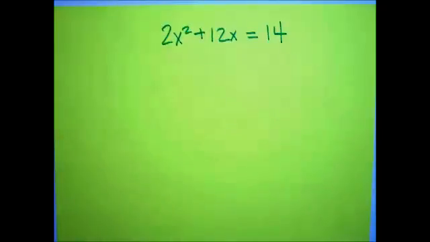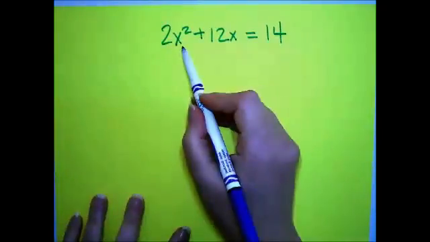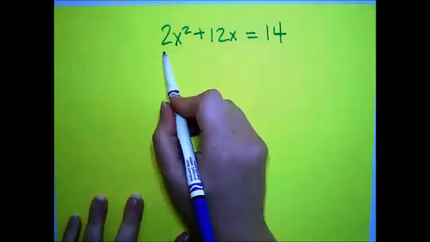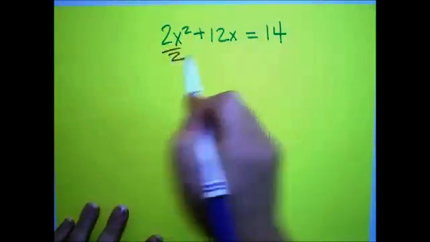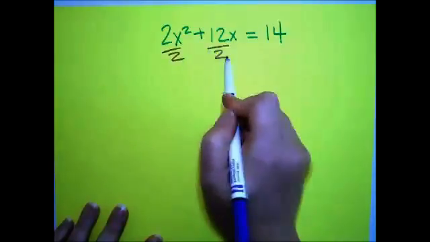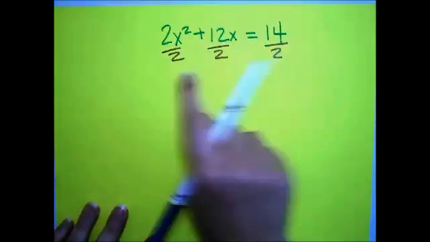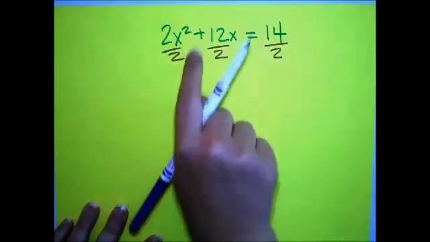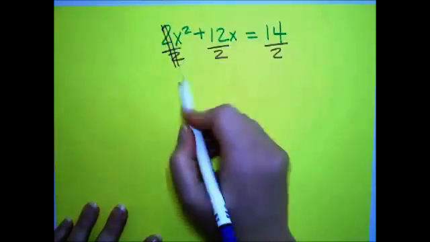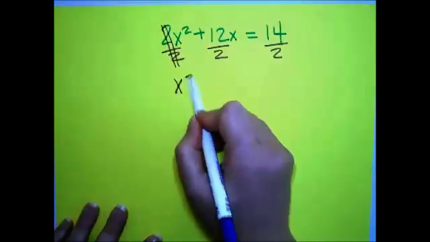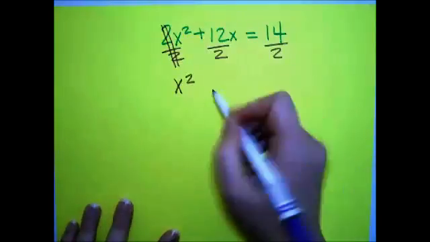So let's take a few things to notice. We've got a 2 in front of our x squared, so let's take care of that by either factoring it out or dividing it out. I'm going to go ahead and divide it out by each term. And I know they're terms because they're separated by an operation or an equal sign. This gives us 1x squared, which is a good thing.